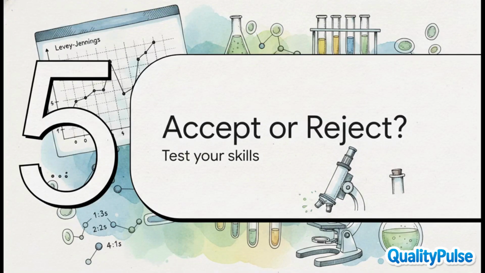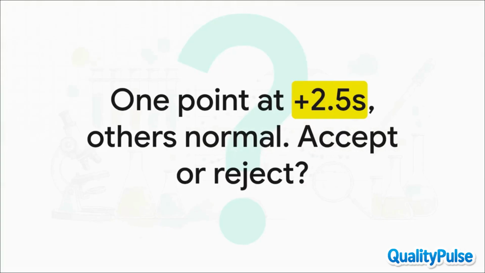Okay, let's actually put this into practice and test those decision-making skills. Moving into Section 5, accept or reject. I'm going to give you a few scenarios, and you have to decide. All right, scenario 1. You run a control, and the result is at plus 2.5 SD. But all your previous runs were tightly clustered near the mean. So accept or reject. Well, think about what rule is being triggered here. Since this is an isolated 1-2S warning, and there's absolutely no systematic relationship to those tightly clustered previous runs, it's acceptable random error. You can go ahead and accept the run, and those patient results can be safely reported.